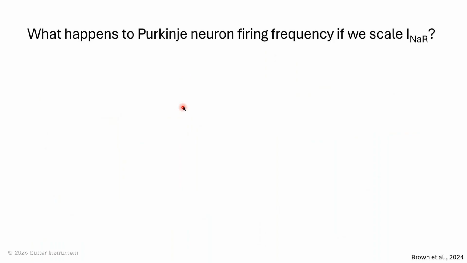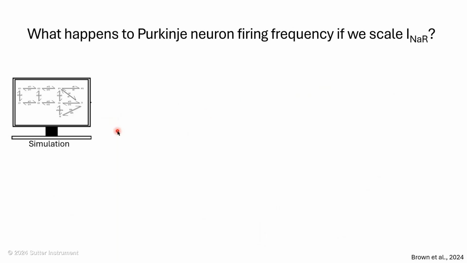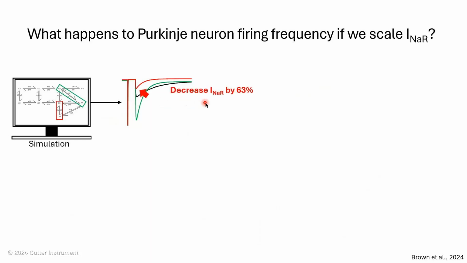So our first question was, what happens to Purkinje neuron firing if we scale the resurgent current in our model? And remember, we can simulate these currents by producing this nominal model with the transient, resurgent, and persistent components. But if we manipulate those rate constants in between the states, we can then create new models that change these current properties. So for example, we created 2 additional models, one of which decreased the resurgent current by about 63% compared to our baseline nominal model, the black trace here. We also created a model that increased the resurgent current by nearly 250%.